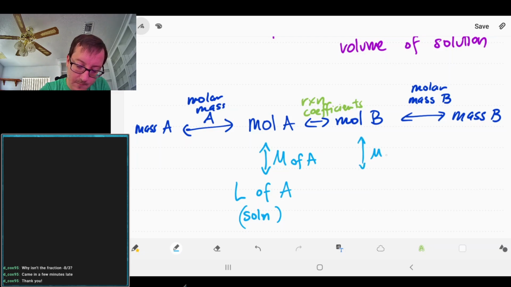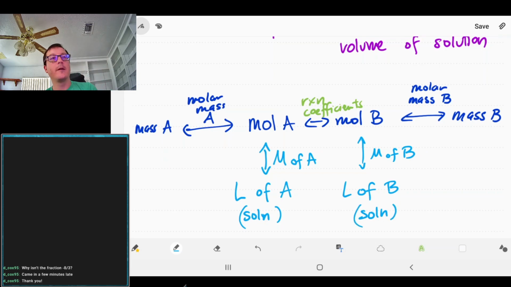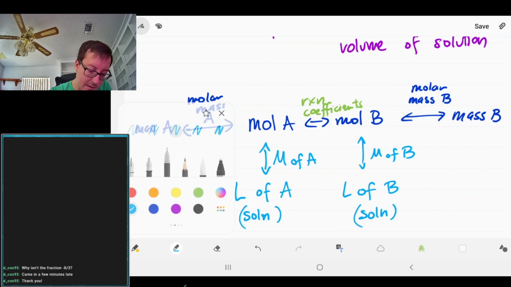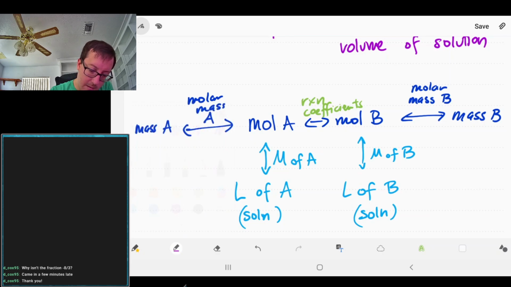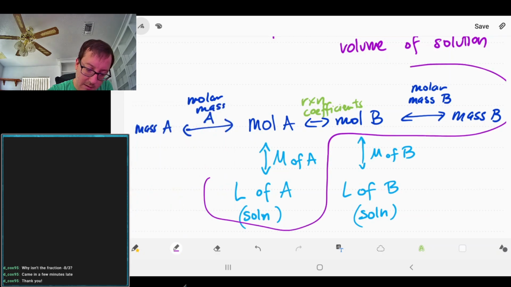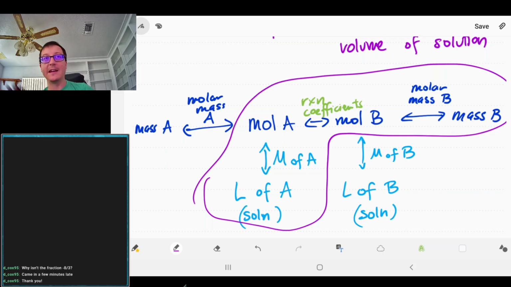And guess what? We can also go, same thing for B, assuming it's a solution. And so we can go whatever way we want with this. We can say, okay, well, I need to go this path. I need to start with liters of A and end up with mass of B. I'm going to start with liters of sulfuric acid and find out how much sodium sulfate I get out at the end in grams. That's totally something we can do here.